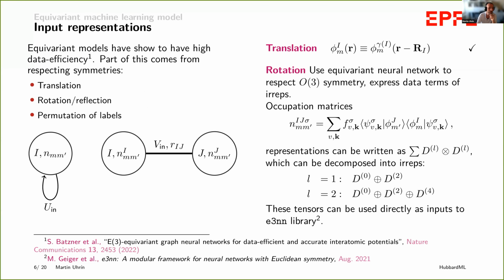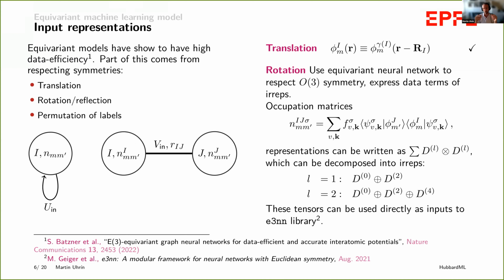But the results are transferable. So for example, this paper by Simon Batzner and the group of Boris Kozinski at Harvard showed that these equivariant neural networks, when used to fit energy landscapes for the ionic structure, are orders of magnitude more efficient than even neural networks or other regression schemes we had just a few years ago.